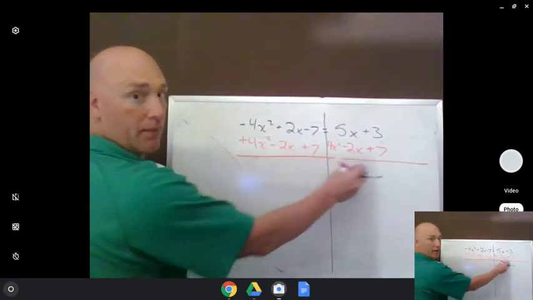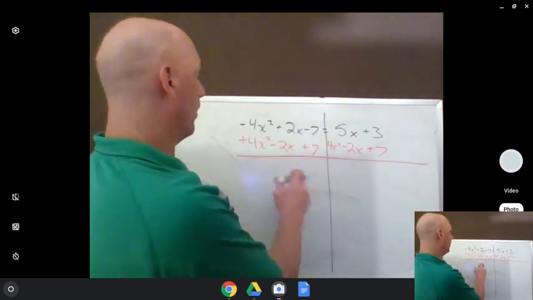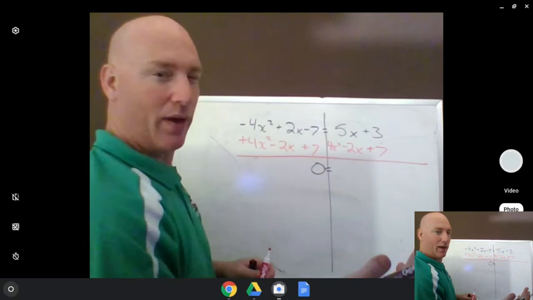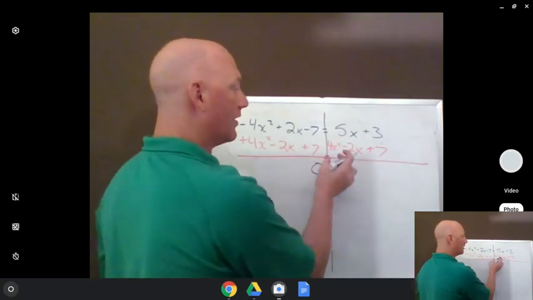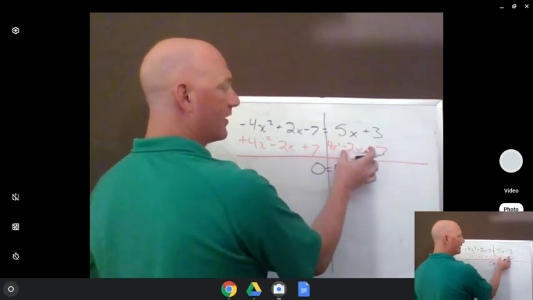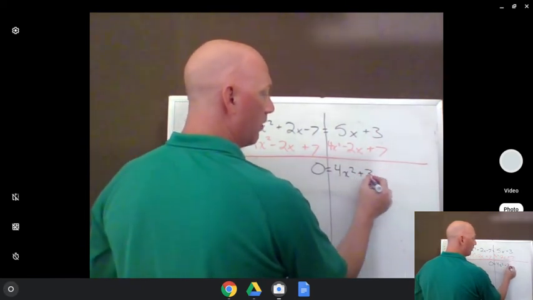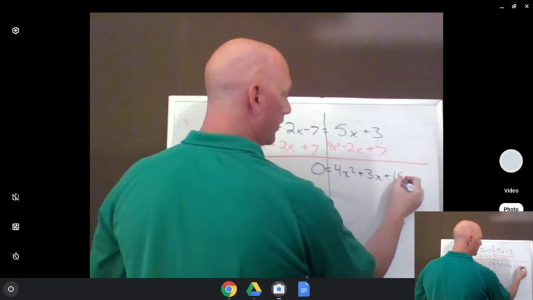You see how everything over here matches over there? Now, all of this would become 0 because that was the whole point of this. You can say the word cancel out. Really what happened is they added a 0. 4x squared, no other like terms, so the 4x squared drops. 5x and negative 2x are like terms, so 5x minus 2x is 3x, plus 3 plus 7 is 10.